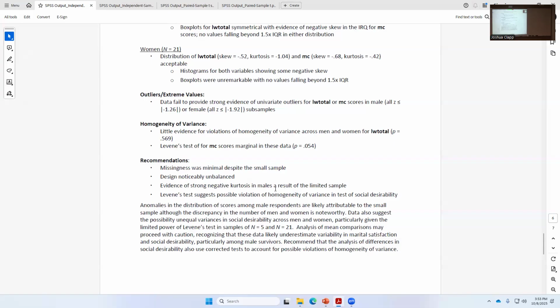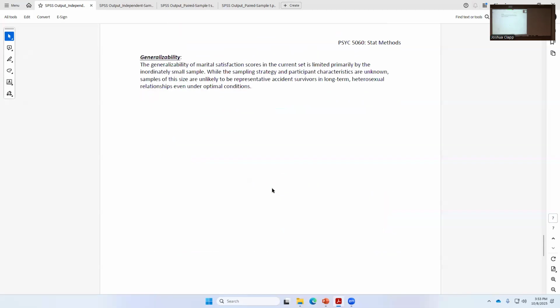And then the last piece, we want to have generalizability, okay? You're not always going to have a ton of information available with this, but we want to think about what the implications are based on the information I have, right? We say generalizability of marital satisfaction scores is limited, primarily by the inordinately small sample. I don't have enough people to generalize much of anything. Sampling strategy and participant characteristics are unknown. Samples of this size are unlikely to be representative of accident survivors in long-term heterosexual relationships.